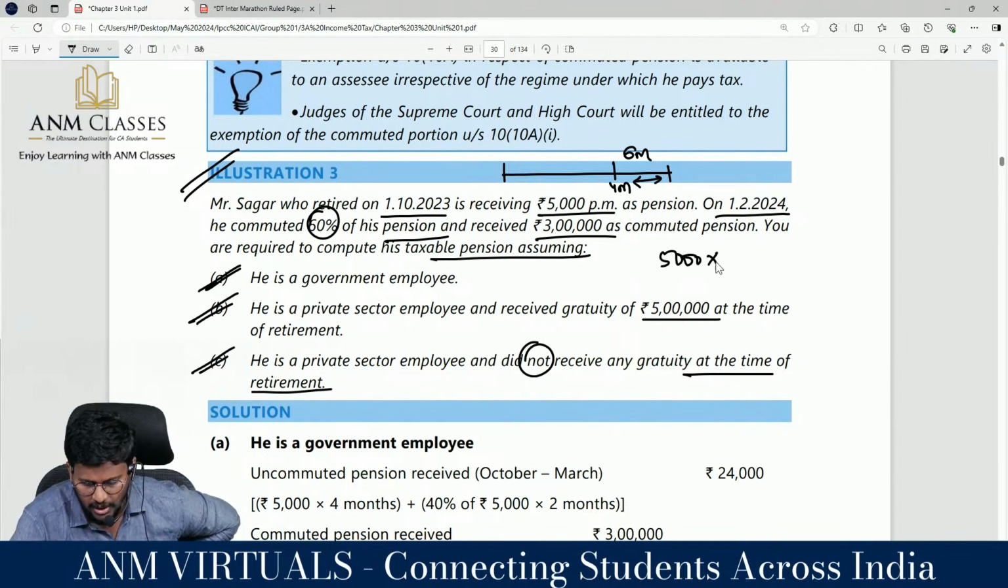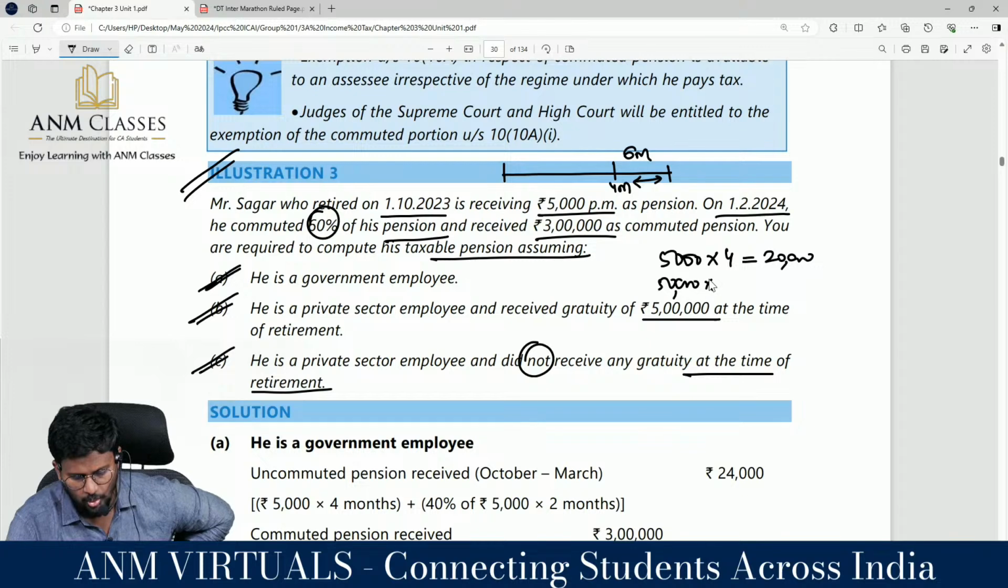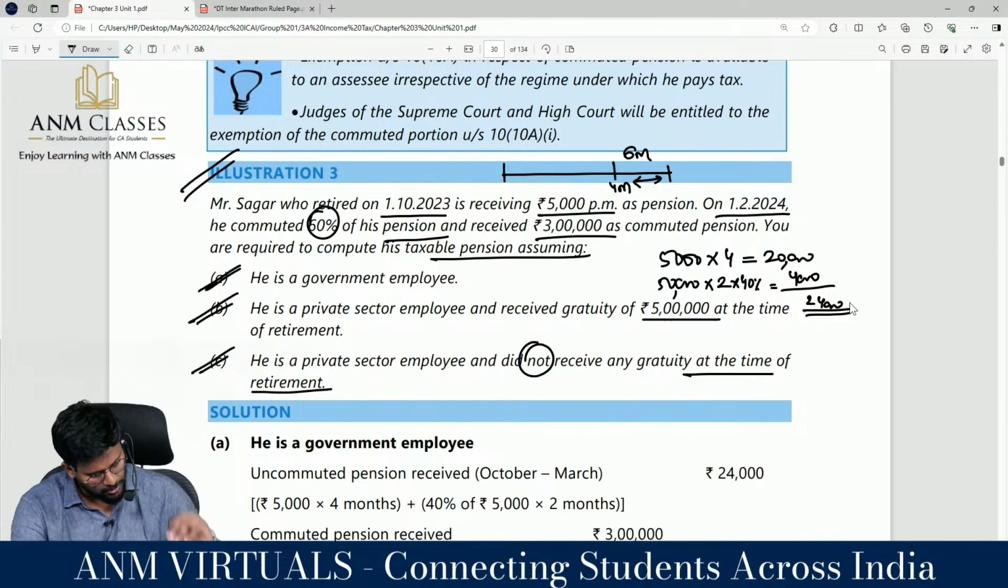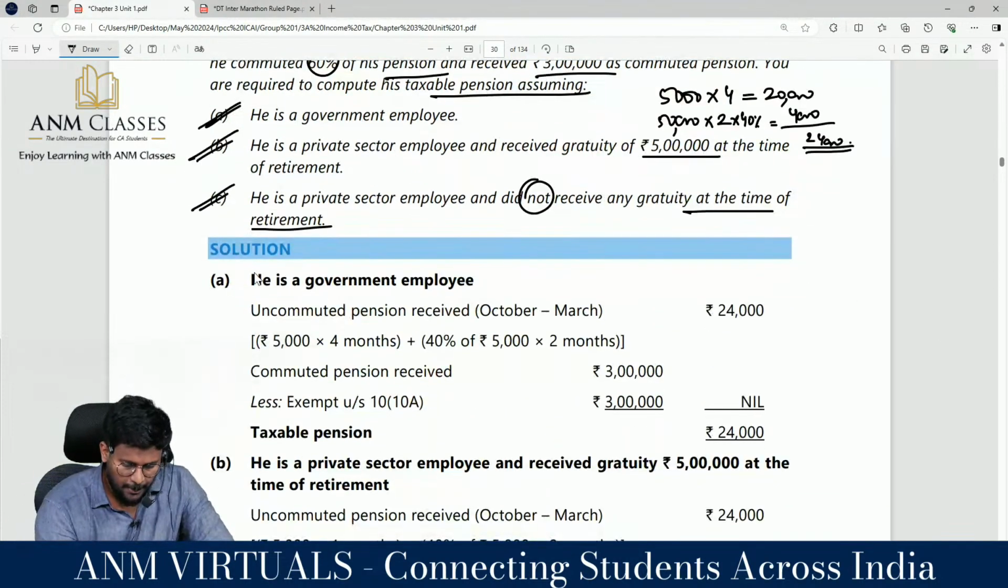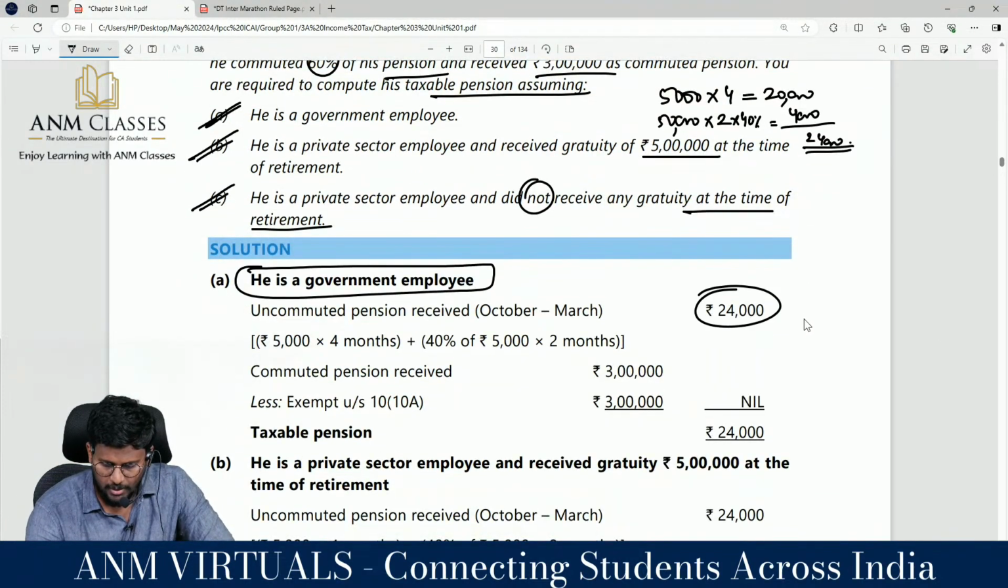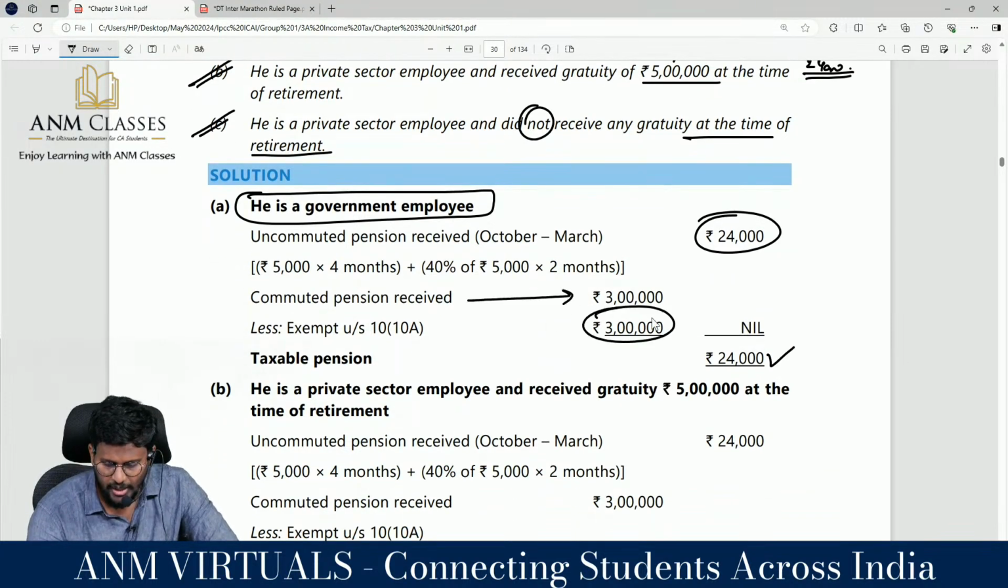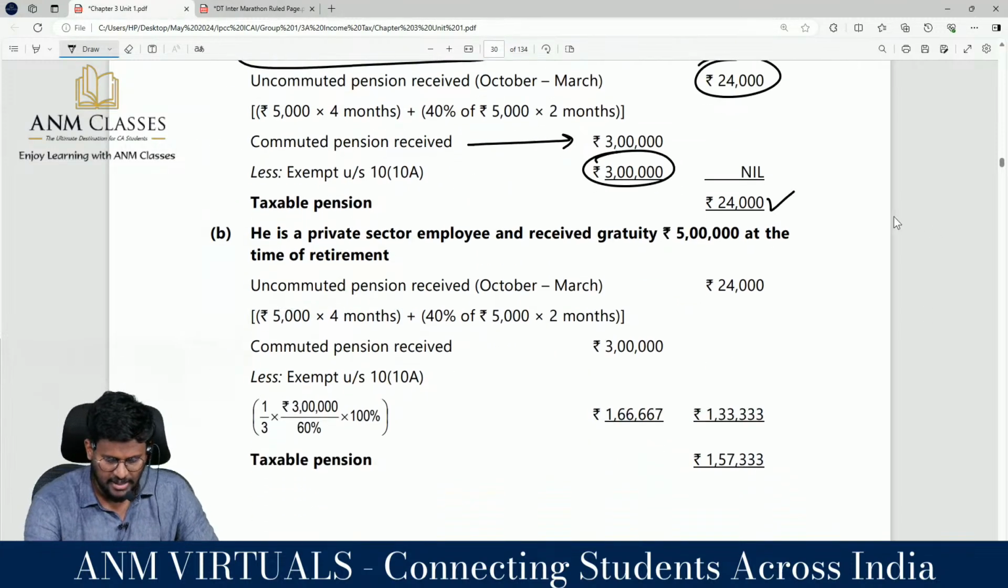Then 5,000 into 4 is equal to 5,000 into 2 into 40%. This will be taxable if the assessee is an employee. Then he is an employee. 24,000 will be taxable, whereas commuted pension is fully exempted. Yes sir. He is a non-government sector employee.